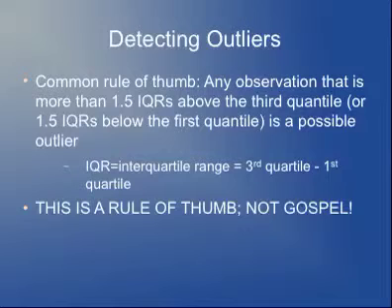I try to emphasize this every year, but every year I have somebody on the homework who goes through and just says, well, this data point is slightly more than 1.5 IQRs above the third quartile, we should get rid of it. No. Just because an observation is a bit extreme doesn't mean that you should get rid of it. So I'll show you a couple examples later in today's lecture of perfectly valid data points that violate this criterion.